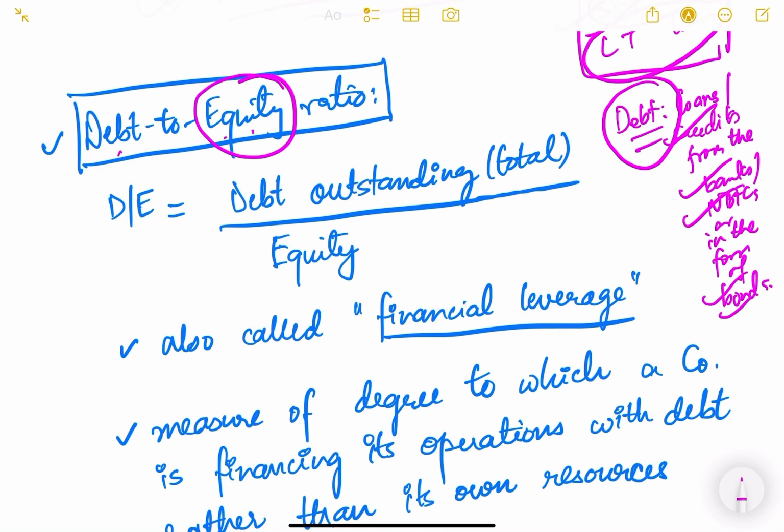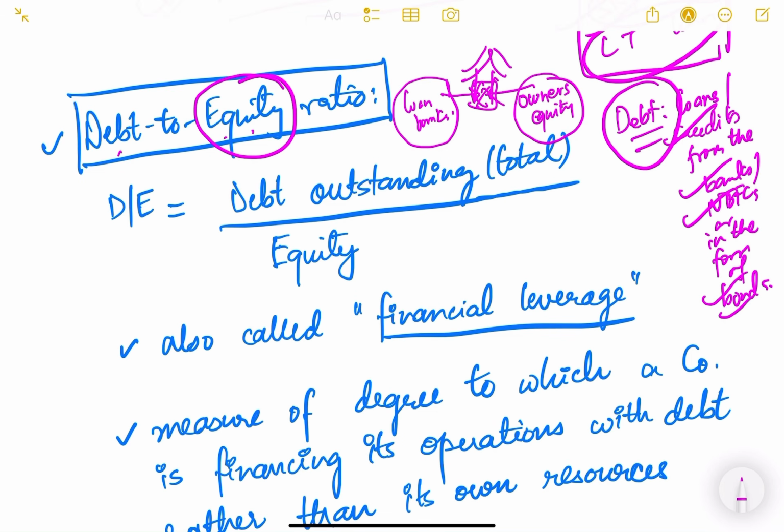So whenever a company is established, some money is put in by the owners, and that is known as equity, and some money is taken in the form of loan from the banks or other institutions. So together, after taking loans and the owner's equity, a company is running its business.